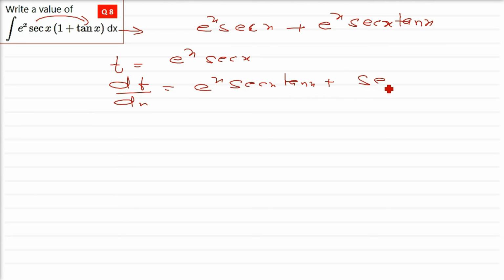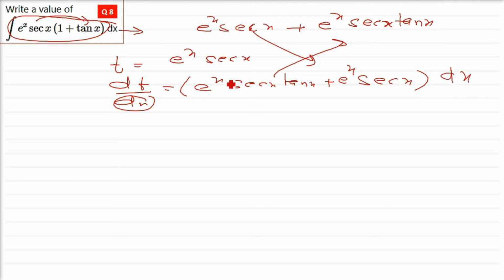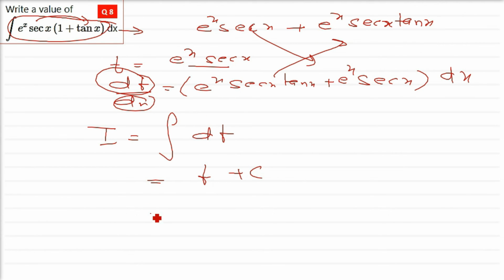I'm applying the product rule. Sec x e raise x will be e raise x sec x, so these two terms are exactly the same. So this whole term which is given in the question can be written as just dt. So again you are just integrating dt, and you are just getting t here plus a constant of integration. But we have taken t as e raise x sec x, so we can write it here plus a constant of integration. This is your final result.